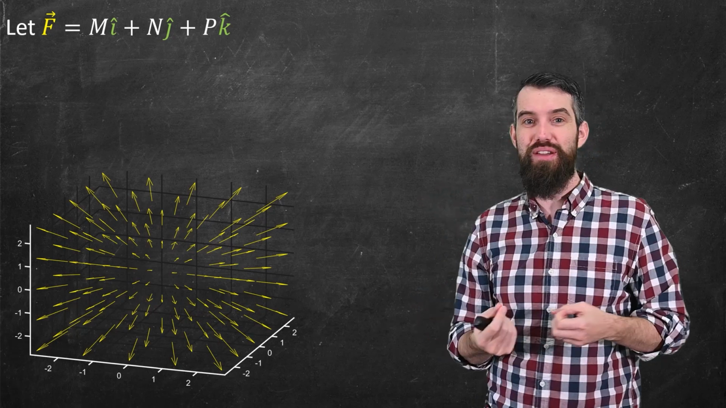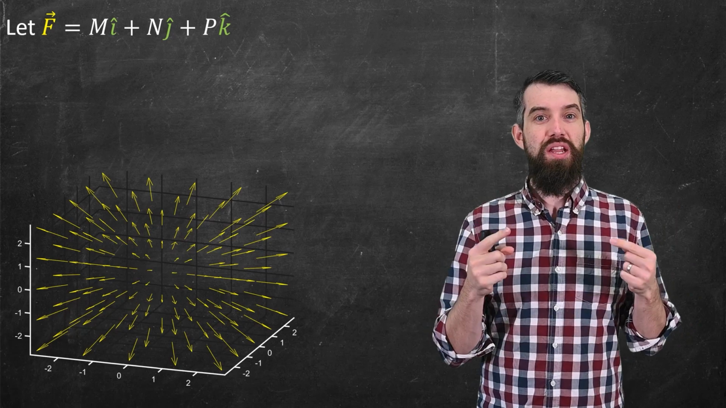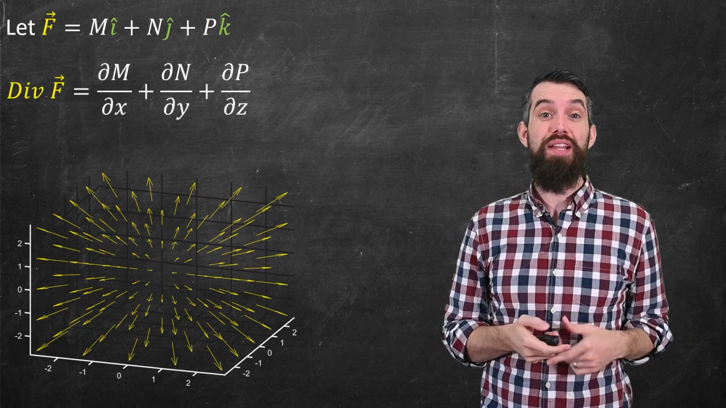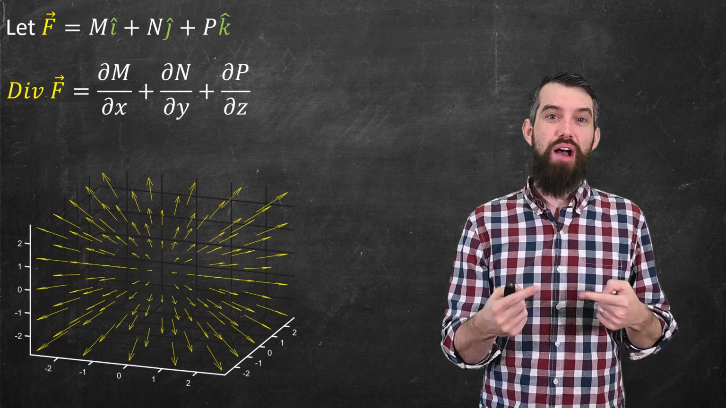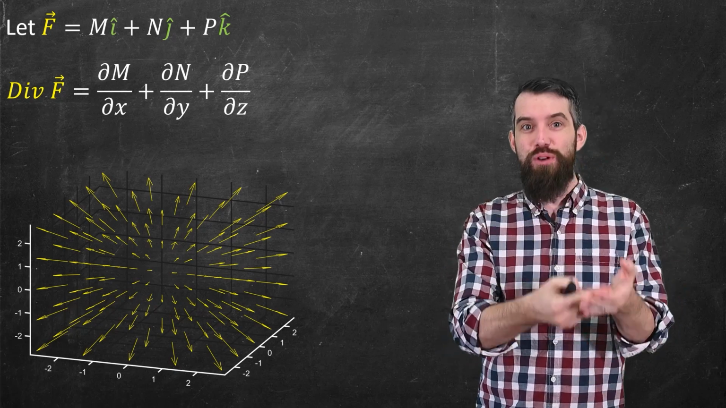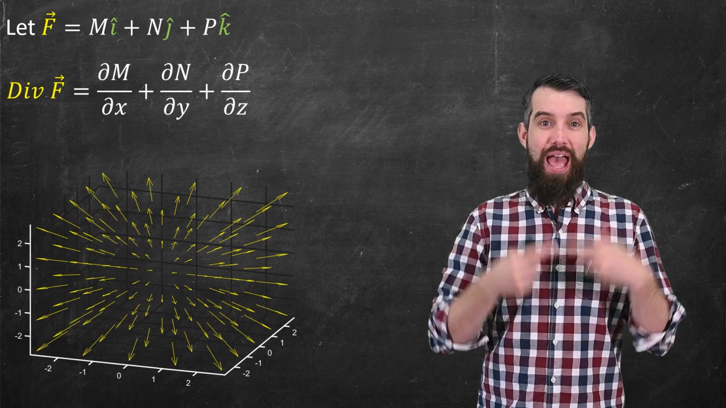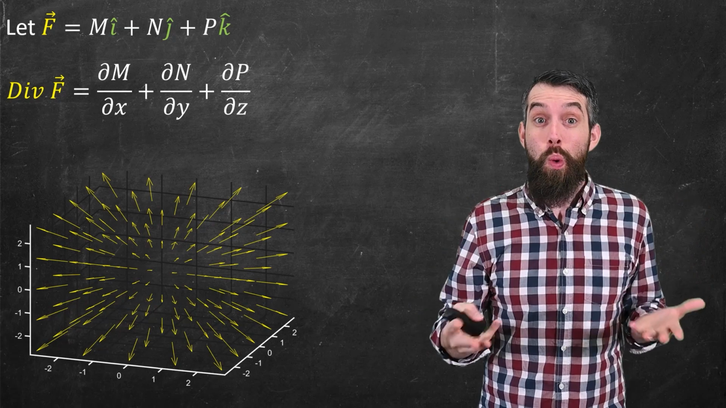And the vector field I've given is a source vector field. Everything seems to be exploding out from the origin. Then the divergence is defined to be the sum of the partial derivative of the first component M with respect to x, the second, N, with respect to y, and P with respect to z. That gives the divergence. Okay, but what is this?